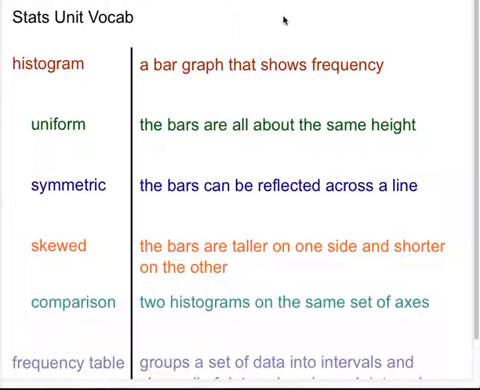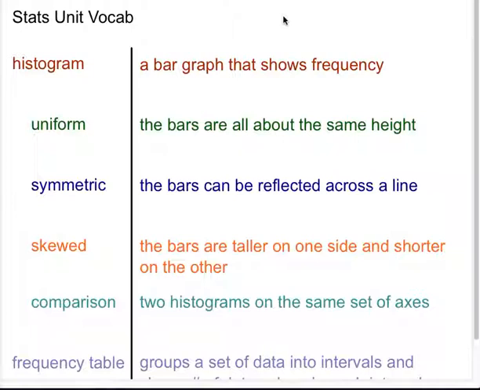The first one is uniform, and that's when all the bars are about the same height, which means all of the data is grouped pretty similarly. The second one is symmetric, and that's when the bars can be reflected across the line, so that histogram has bars that are higher in the middle and lower on the outside typically. A skewed histogram is when the bars are taller on one side and shorter on the other, so the data is heavy on one end and pretty light on the other.